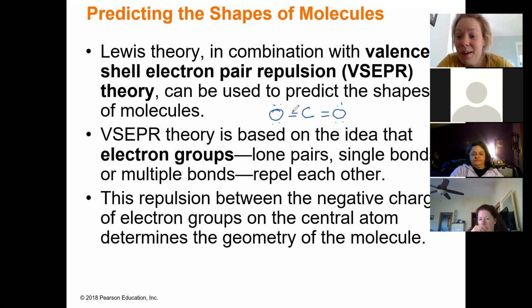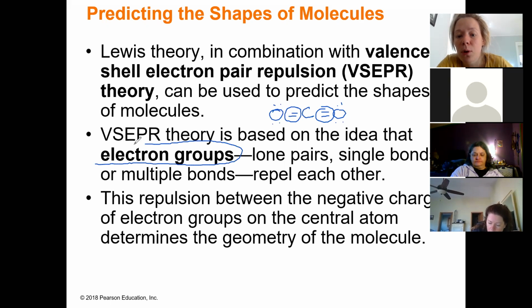These double bonds can't get away from each other, right? They're behaving as a unit. So I'm not going to take into account that these are two separate things because they can't break apart. So this would be considered one group. This would be considered a second group. So I would say this thing has two electron groups.